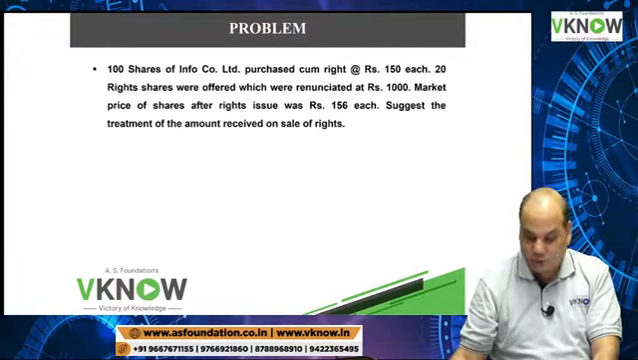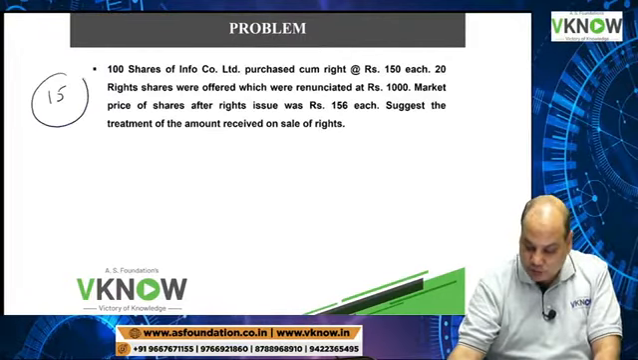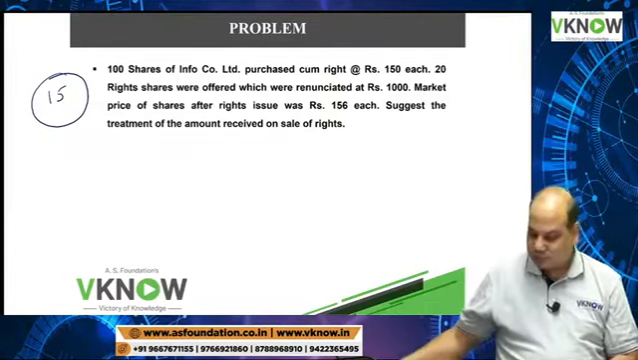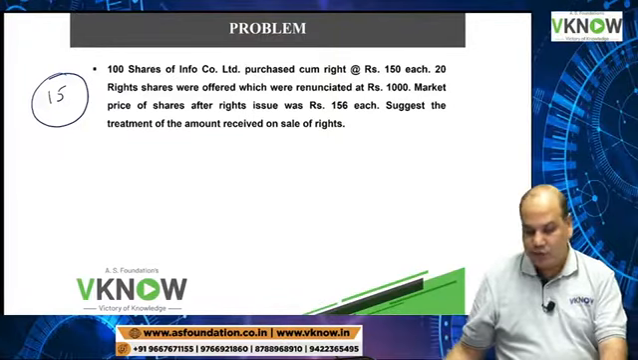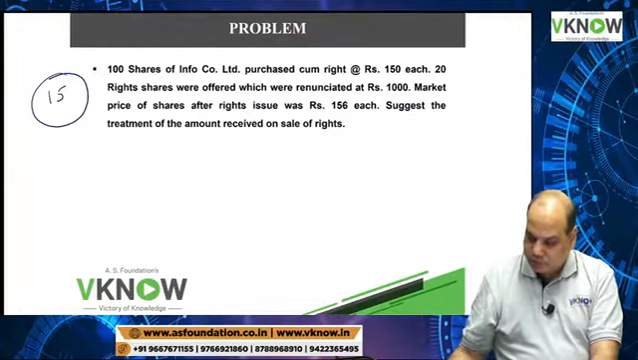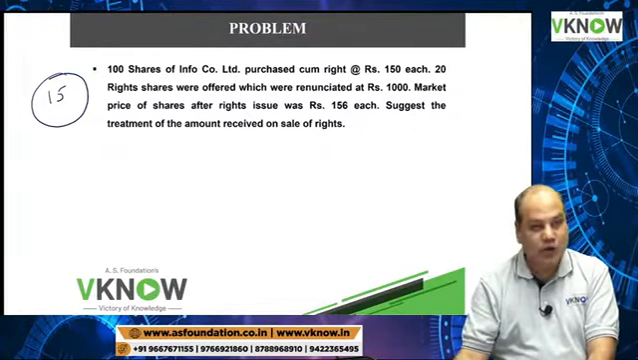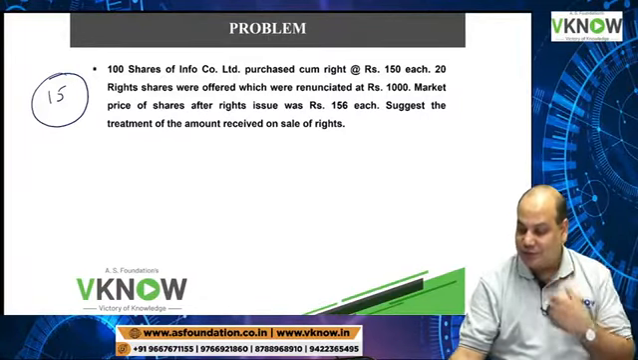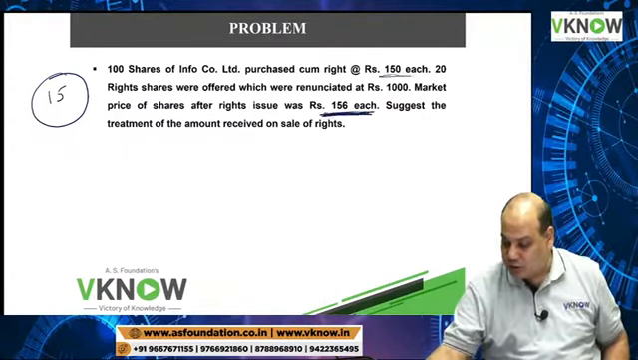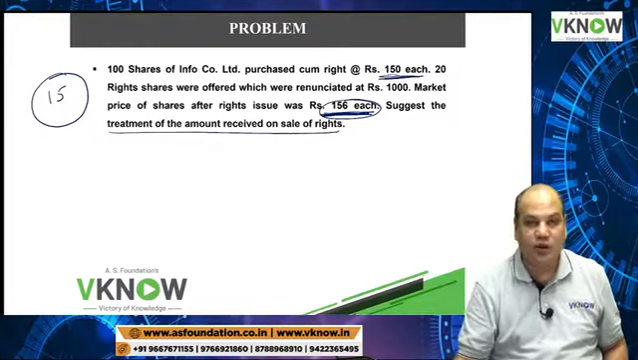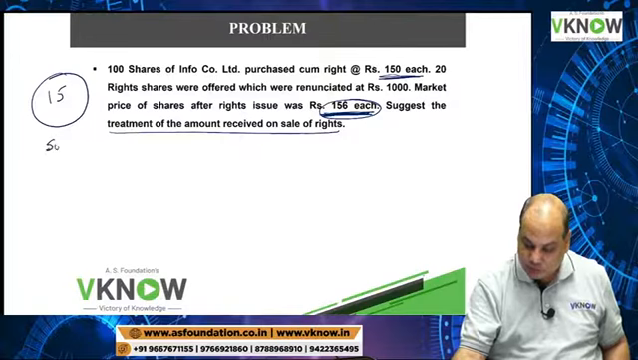So let us solve this wonderful example number 15. 100 shares of Info Company Limited purchased at 150 each. Rights shares were offered which were renounced at 1000 rupees. Market price of shares after the rights issue is 150 each. Market price has gone up. Suggest the treatment of the amount received on sale of rights. So you will understand now.